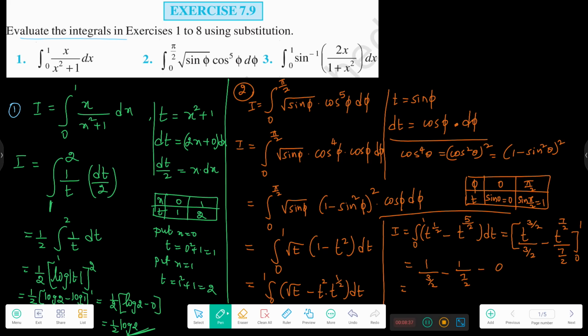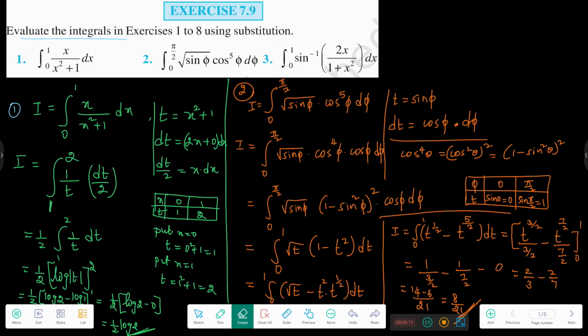3 by 2, when you take the numerator, what am I getting? 2 by 3. Like that, 7 by 2, when you take the numerator, 2 by 7. Take cross multiply. So what am I getting? Denominator 7 3s are 21, 2 7s are 14, minus 2 3s are 6, which is equal to 14 minus 6, 8 divided by 21. Is that our required answer for question number 2? Okay.